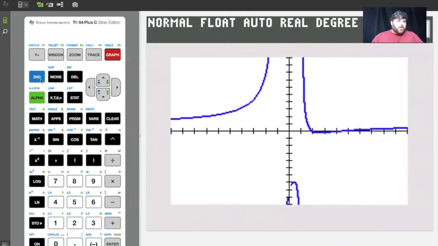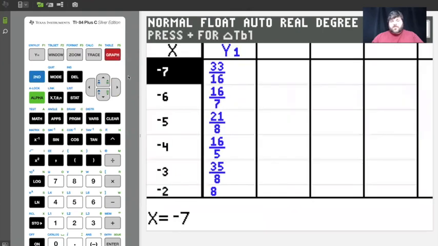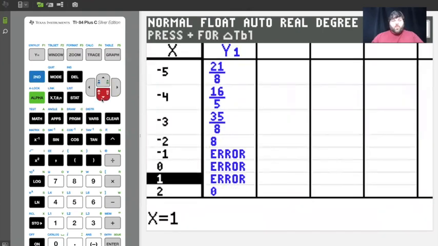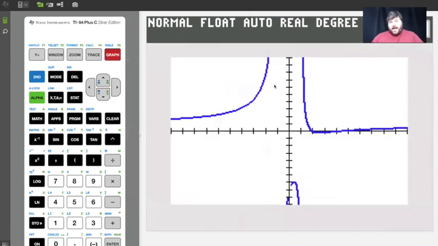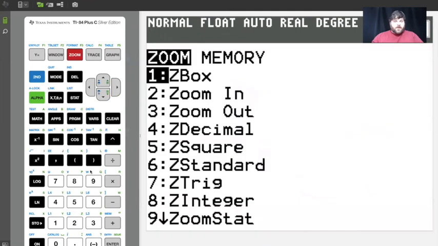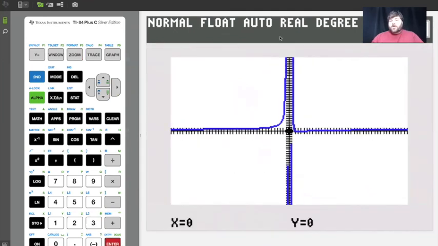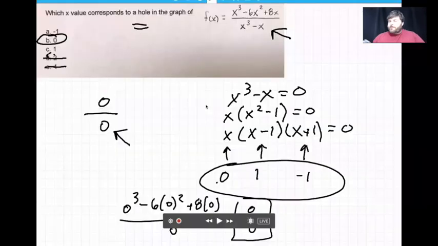Now, if you look at the table, this is an easy thing to see. At negative 1, you'll get an error, 0, you'll get an error, and 1, you'll get an error, but you have to go back to the graph. You see that there's vertical asymptotes here. If you zoom out, it'll be a little more clear. There's vertical lines at negative 1 and positive 1 that never quite touch, and then there's a hole at 0.